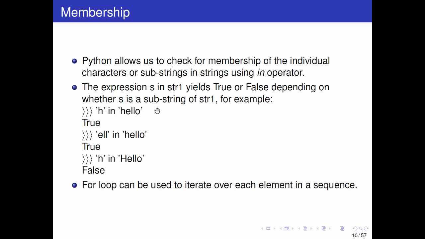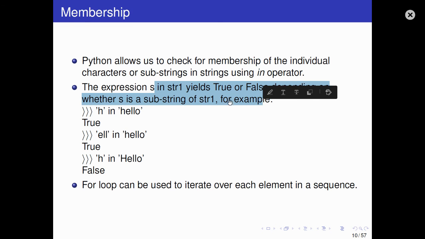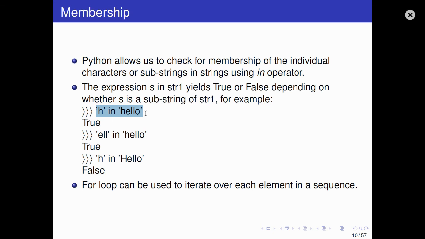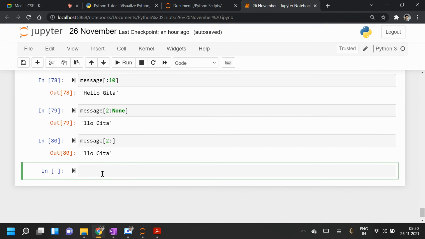So we check whether it is present or not. The expression s in string1 yields true or false depending upon whether s is a substring in string1. For example, if you write h in hello, it will check whether the character h is available in the hello string or not. The answer is true.